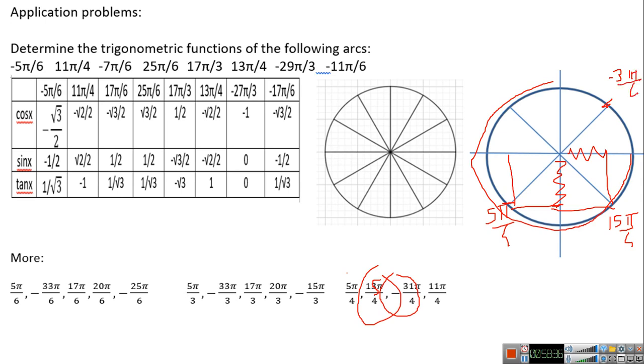Since it's a multiple of 45 in the first quadrant, the cosine is radical 2 over 2, the sine is also radical 2 over 2, and the tangent will be 1. Now 11: 2, 4, 6, 8, 10, 11. It's the same at this point. The cosine is minus radical 2 over 2, the sine is radical 2 over 2, and the tangent is minus 1.